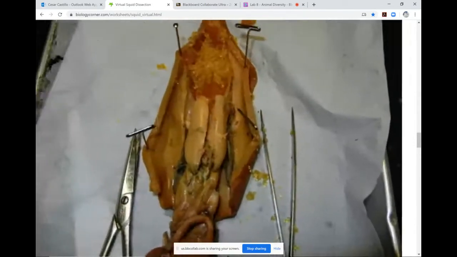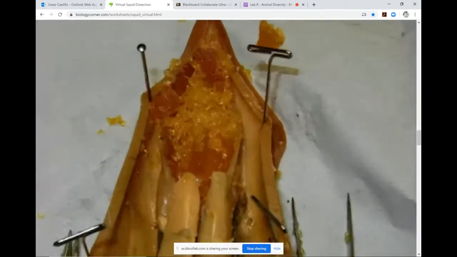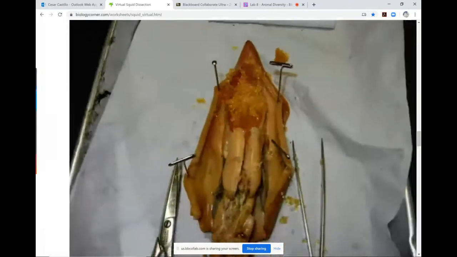Here, okay, let me zoom up. Here's the mantle, it's open. And on the inside, here's a cecum. These are the gonads. And if you look closely, they're little round structures. These are eggs. So we're looking at a female.